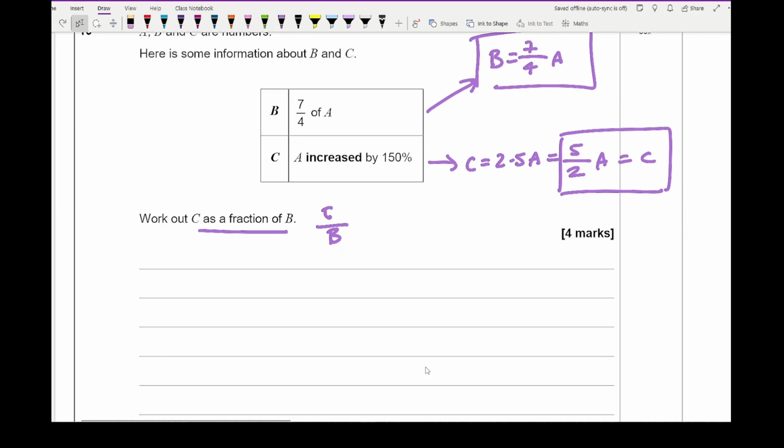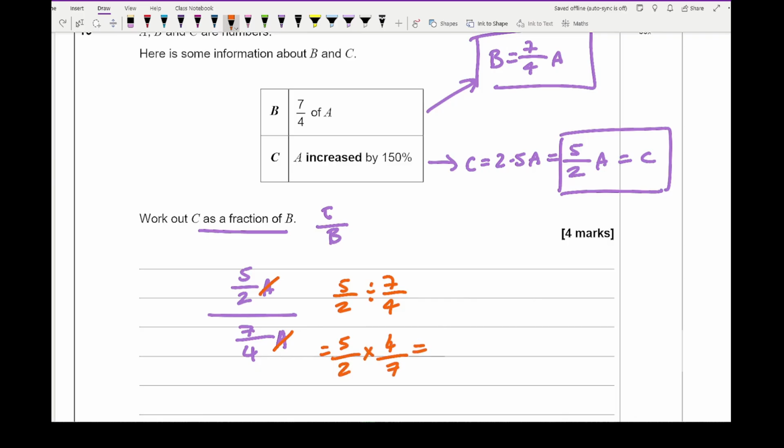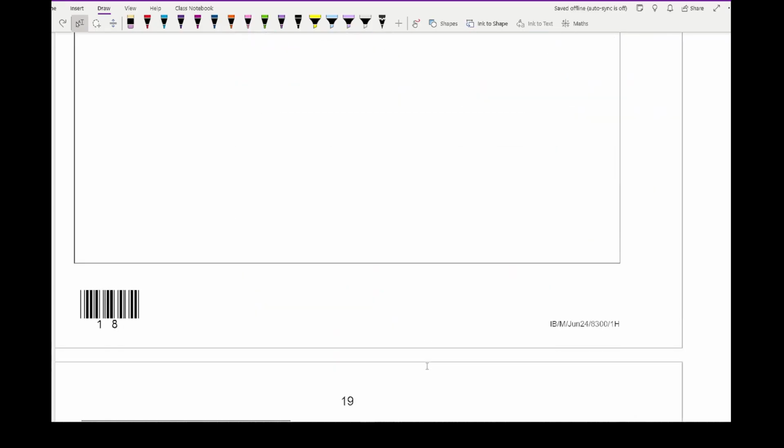So from this, what we've got is C, which is 5 over 2 A, over 7 over 4 A. And from this, the A's cancel out. So what I'm doing is 5 over 2 divided by 7 over 4. And if you remember the rules of dividing fractions, we flip the second fraction, and it turns into a multiply. 4 times 5 is 20, 2 times 7 is 14, which simplifies to give me 10 over 7. So any of those two fractions would be absolutely fine.